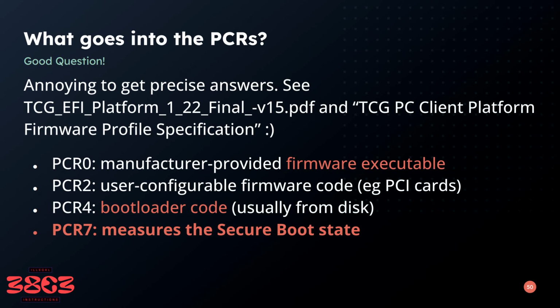We have PCR 0. Firmware executable goes in there. This is just the UEFI code, or the BIOS code, or whatever. It changes when you update the BIOS. We have PCR 2. This is if you have PCI cards, which provide some firmware. We have PCR 4, that's the bootloader. This is the Microsoft bootloader, the boot manager, which we actually downgraded. The hash of that goes into PCR 4, so downgrades show up there. And PCR 7 is just all of secure boot.